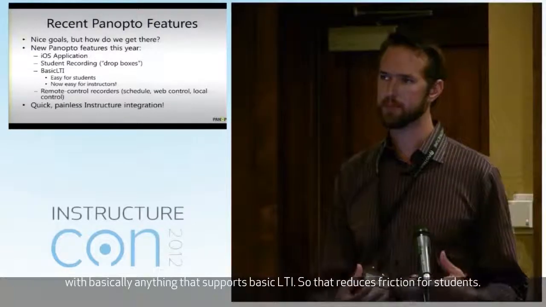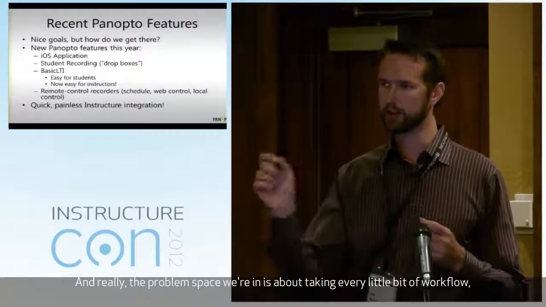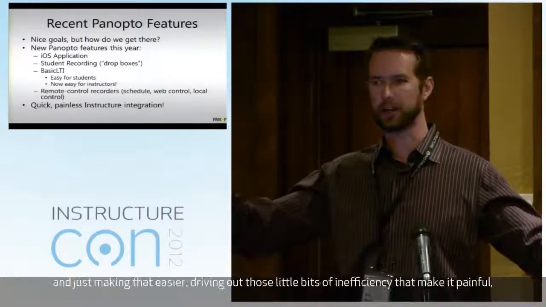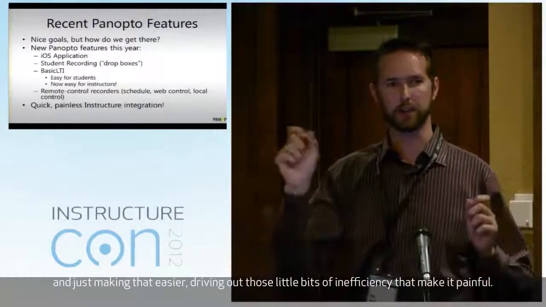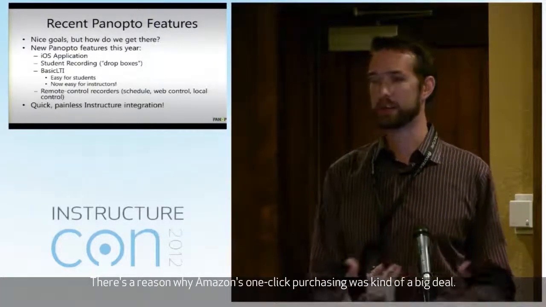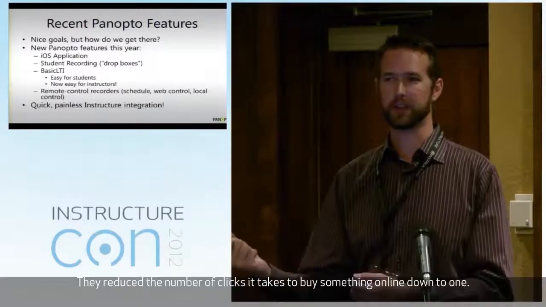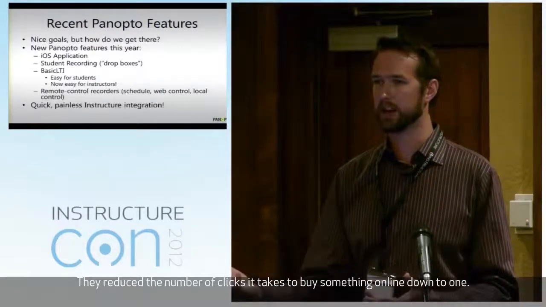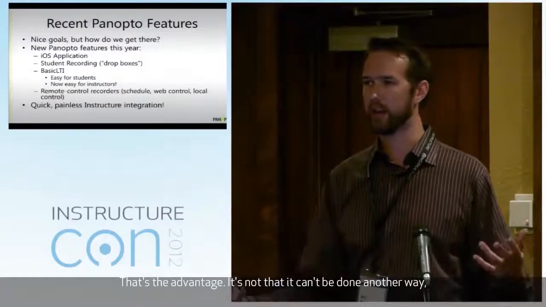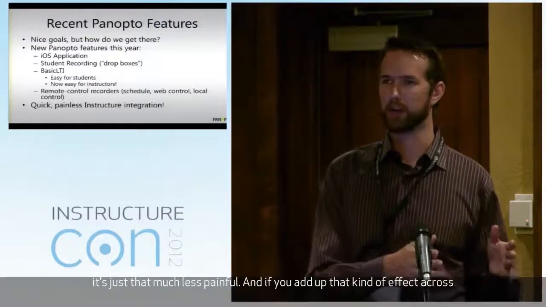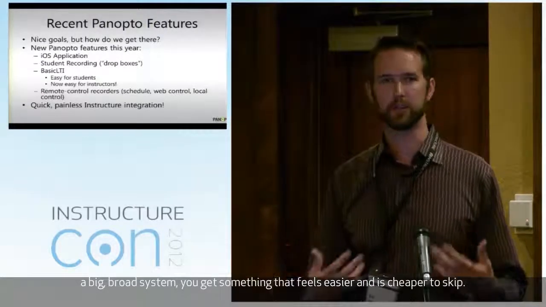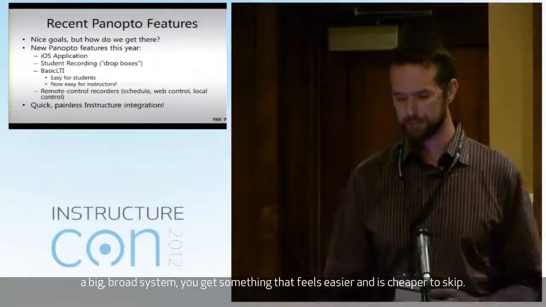And really the problem space we're in is about taking every little bit of the workflow of getting from somebody who's creating content to somebody who's consuming content and just making it easy, driving out those little bits of inefficiency that make it painful. There's a reason why Amazon's one-click patent is kind of a big deal. They reduce the number of clicks it takes to buy something online down to 1. That's the advantage. It's not that it can't be done another way. It's just that much less painful. And if you add up that kind of effect across this kind of a big, broad system, you get something that feels easier and is cheaper to scale.